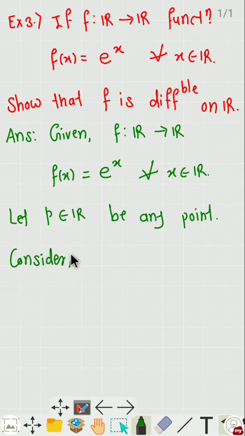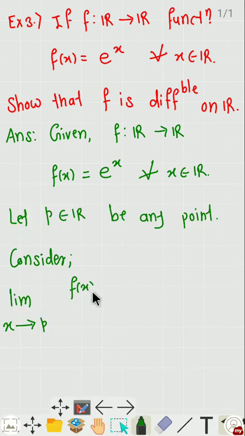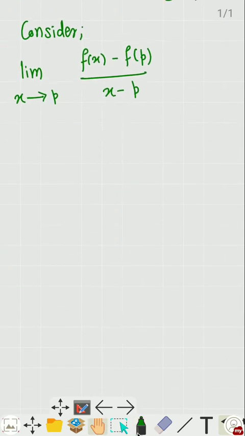the limit as x tends to p of the function f of x minus f of p, and whole divided by x minus p. So if that limit exists, then we say that the function is differentiable, and the value of that limit is nothing but the derivative of that function at point p. So let us evaluate this limit, x tends to p.